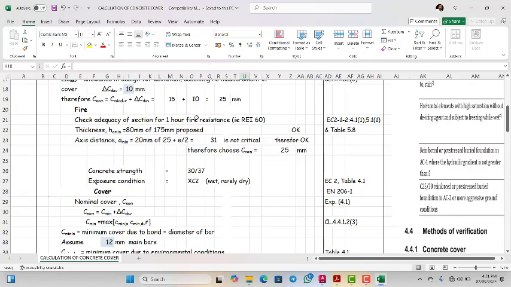So to check the adequacy of this, the H mean for 1 hour is actually 80, against 175. Remember that we proposed 175. Let's change this to 150. Okay, so our axis distance A mean is equal to 20.